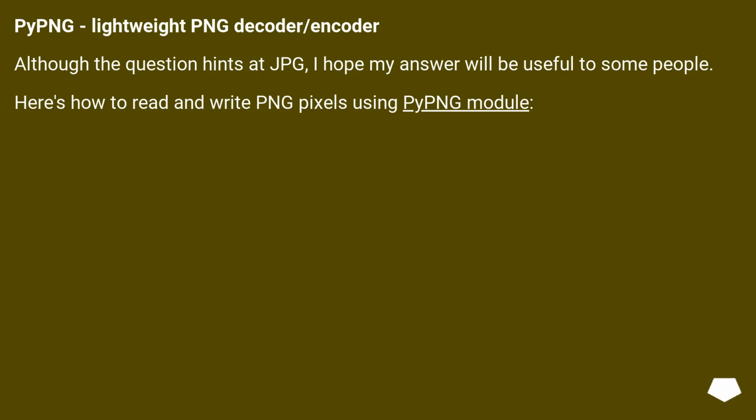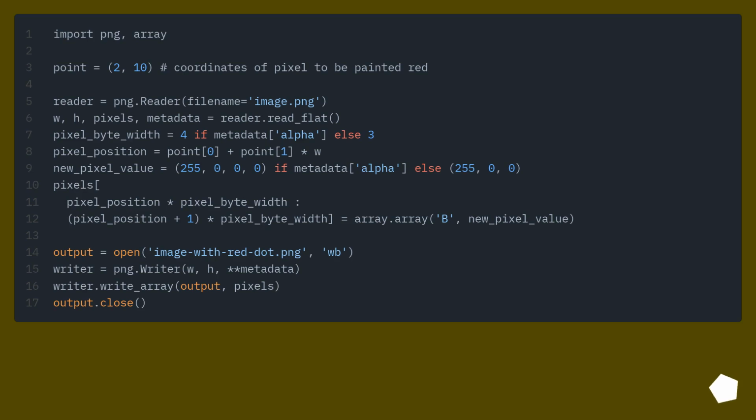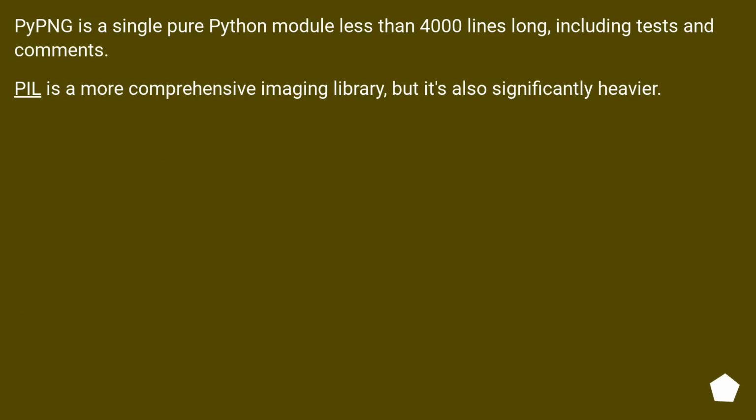PyPNG, a lightweight PNG decoder/encoder. Although the question hints at JPG, I hope my answer will be useful to some people. Here's how to read and write PNG pixels using the PyPNG module. PyPNG is a single pure Python module less than 4,000 lines long, including tests and comments. PIL is a more comprehensive imaging library, but it's also significantly heavier.